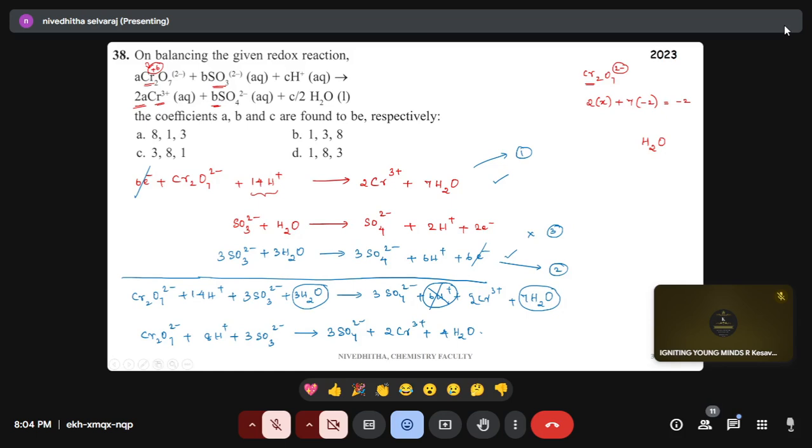I mean, how many water molecules? Already we have 7 H2O. Right side I have 3 H2O. So I'm bringing the 3 times of H2O to the right side. So 7 minus 3, which is 4. So this is the balanced equation of the given redox reaction.